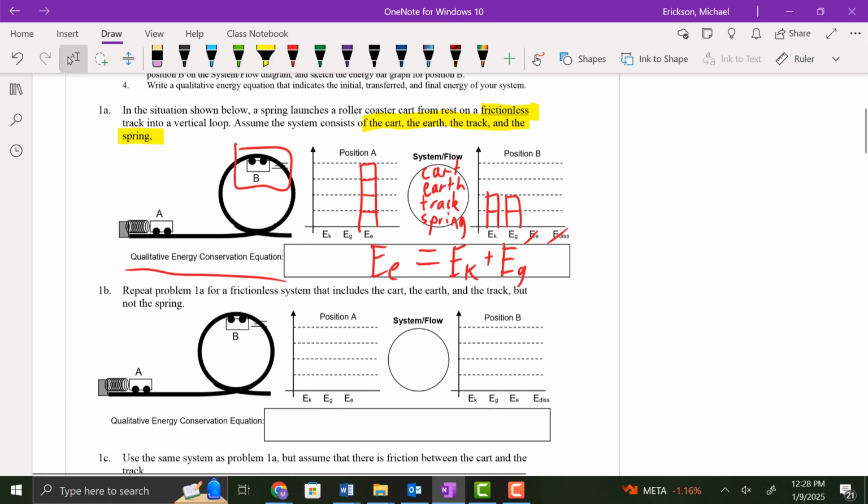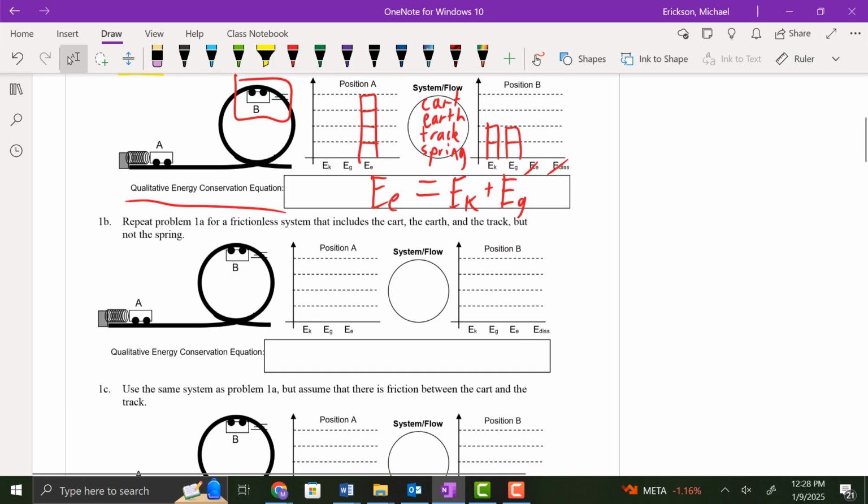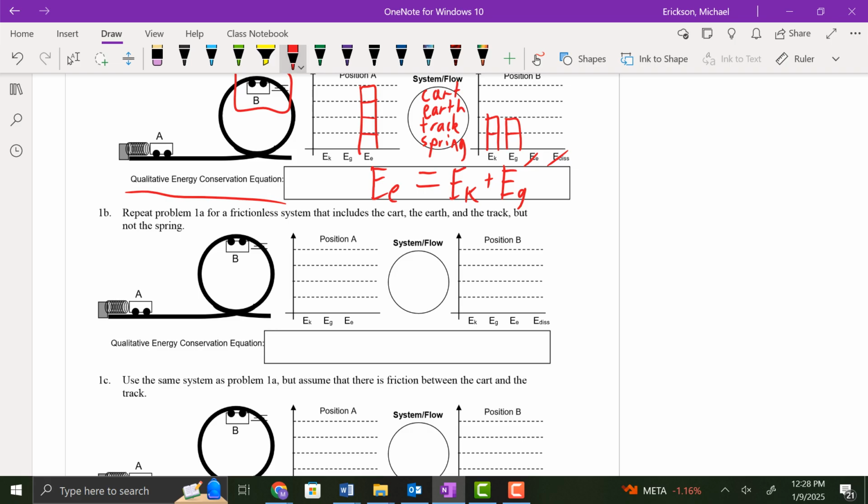So hopefully that feels good for y'all. I want us to go over one more real quick. So 1B, it's the same as 1A, except this time we have the cart, we have the earth, we have the track in our system, but not the spring. So very specifically, we do not have a spring in our system. What does that mean? It's almost like the spring is all gone.